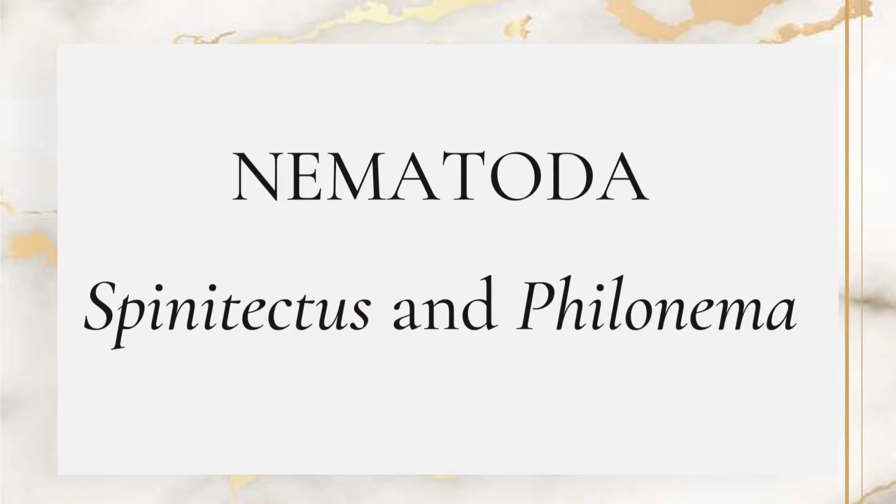So before I start explaining, did you know that the two genera of the nematode phylum are a type of parasite that is very detrimental to fish? Well, there are Spinitectus and Philonema. Here we will explain classification, morphology, life cycle, host, and predilection.